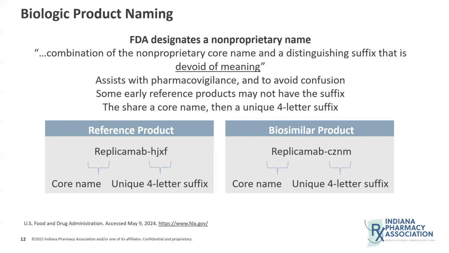And I do just want to point out, I grabbed this example from the FDA, but with a reference product, or like the first occurrence of a biologic, from playing around in the Purple Book, you don't typically see those 4 letter suffixes for the reference product. You typically see that added when a biosimilar comes out. So it's kind of interesting that they actually have a hypothetical 4 letter suffix for a reference product, but I think they just put that there as an example.